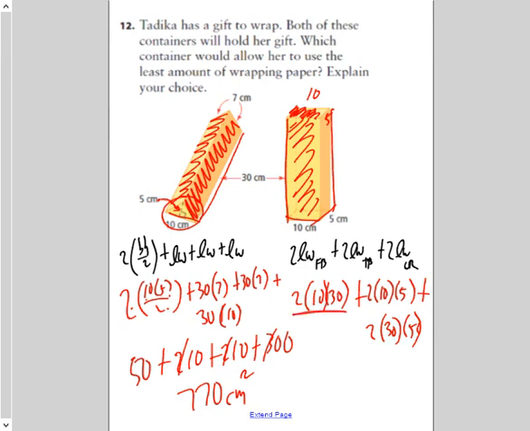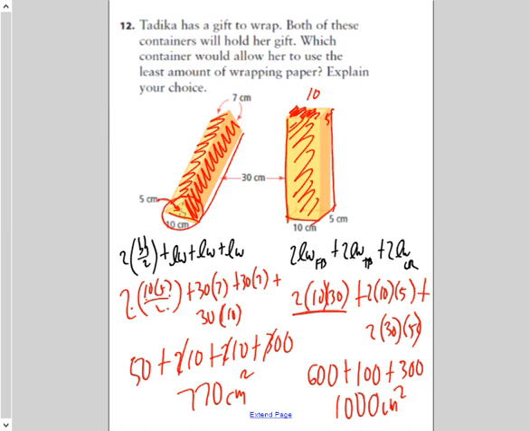When I simplify this, I have two 300s, which is 600. I have two 50s, which is 100. And I have two 150s, which is 300. So when I simplify that all out, I have 1,000 centimeters squared for the surface area of my rectangular prism.